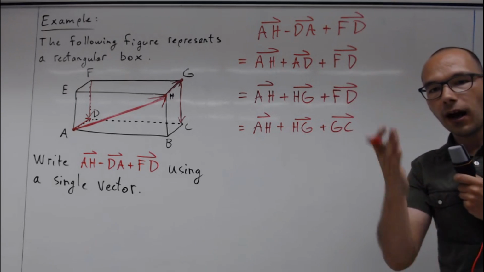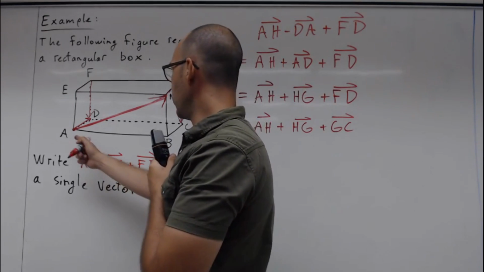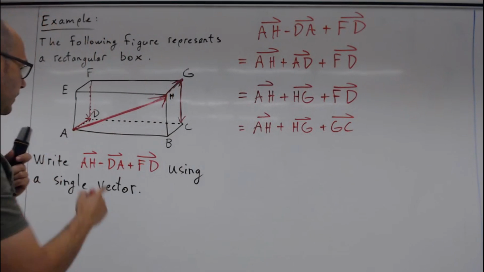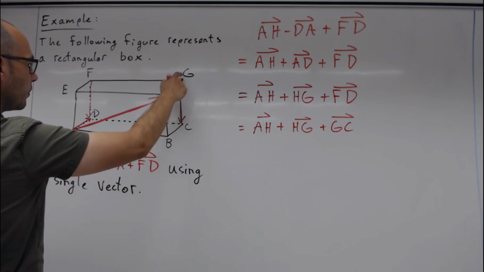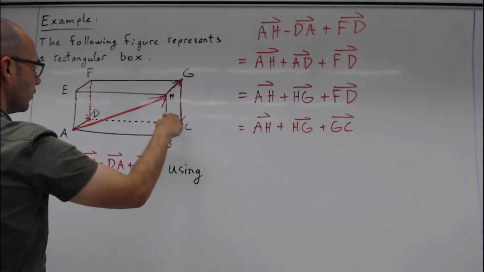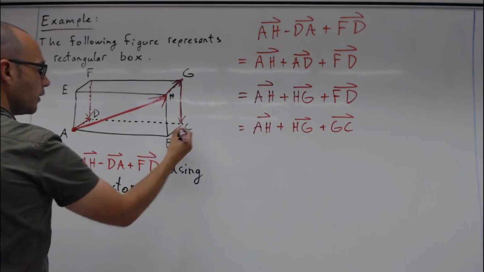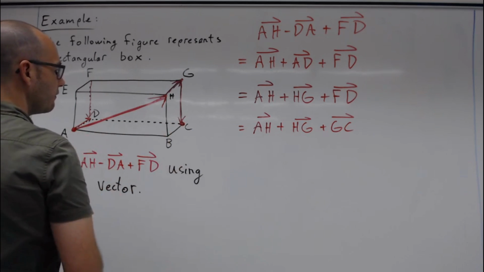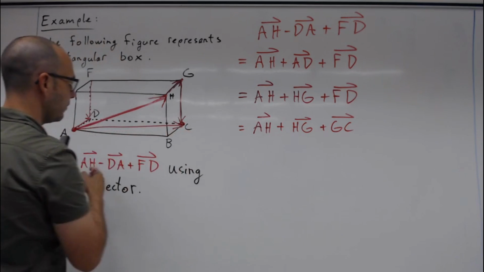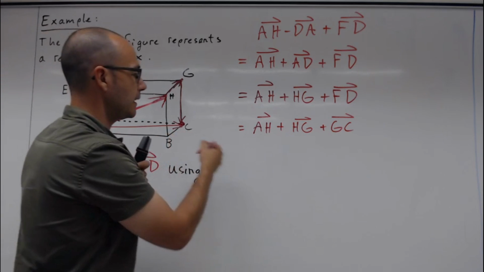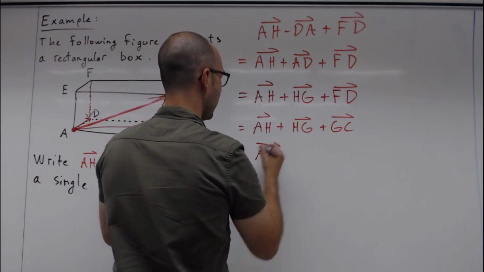And now I can find my resulting vector, because when I do AH plus HG plus GC, the resulting vector will just be from the origin of the first one to the end of the last one. So my resulting vector will be AC. So all of that is equal to AC, like this.